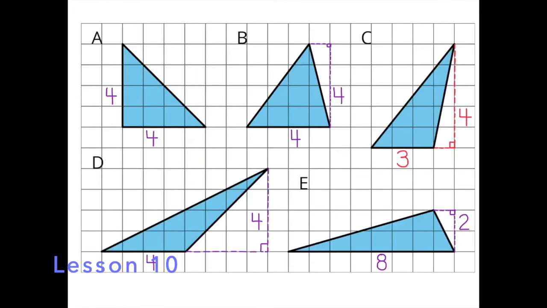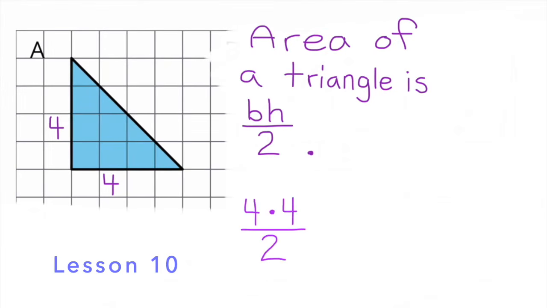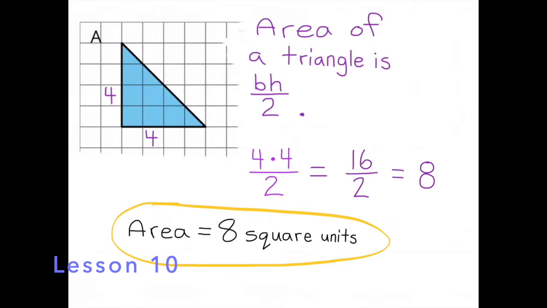Triangle A has a base of 4 units and a height of 4 units. Triangle B has a base of 4 units and a height of 4 units. Triangle C has a base of 3 units and a height of 4 units. Triangle D has a base of 4 units and a height of 4 units. And triangle E has a base of 8 units and a height of 2 units. The formula for finding the area of a triangle is base times height divided by 2, or half of the base times height. So in this case, in triangle A, it's 4 times 4 divided by 2, or 16 divided by 2. Triangle A has an area of 8 square units.